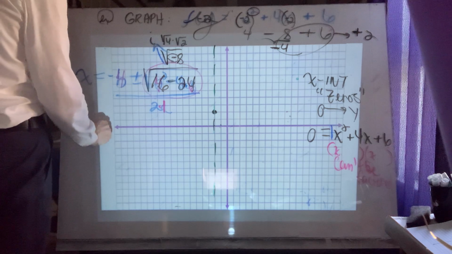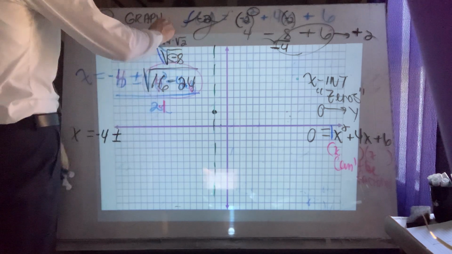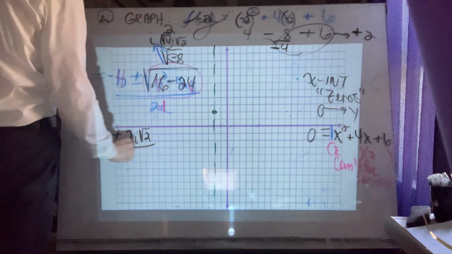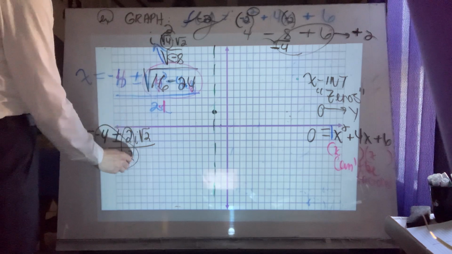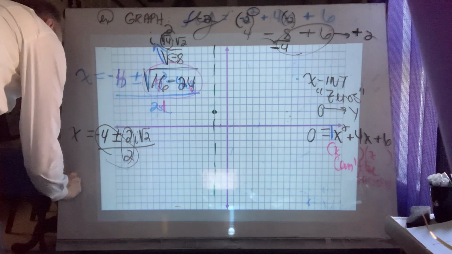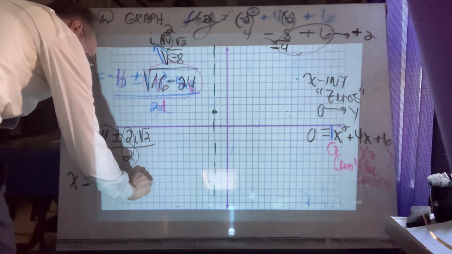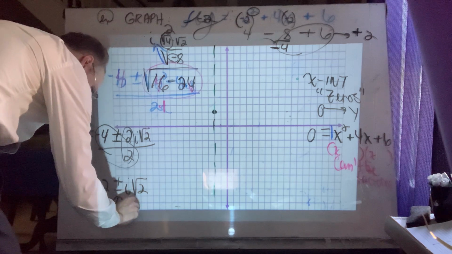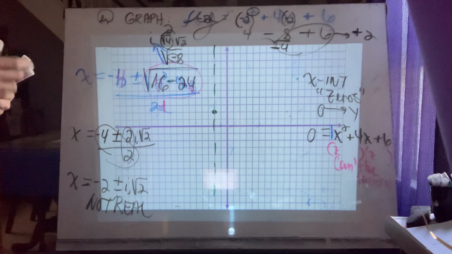x is equal to negative 4 plus or minus 2i square root of 2, over 2. You could try to simplify this a little bit, and then x would be equal to negative 2 plus or minus i square root of 2. But again, this is not real. It's imaginary. It's a complex number.